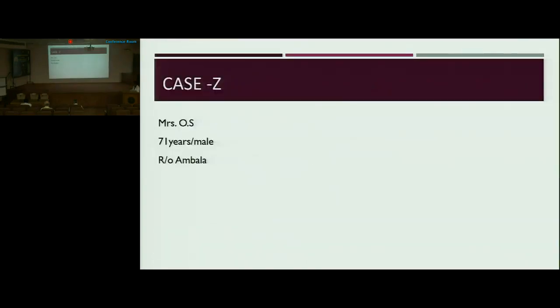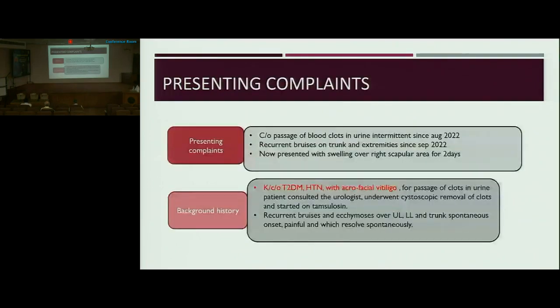The third case is a 71-year-old male, resident of Ambala, who presented with intermittent passage of clots in the urine since August 2022, with recurrent bruises over the trunk and extremities since September 2022. He now presents with swelling over the right scapular area. For the intermittent hematuria, he consulted a urologist, underwent cystoscopic removal of the clots, and was started on tamsulosin. The recurrent bruises and ecchymosis were spontaneous in onset and resolved spontaneously.